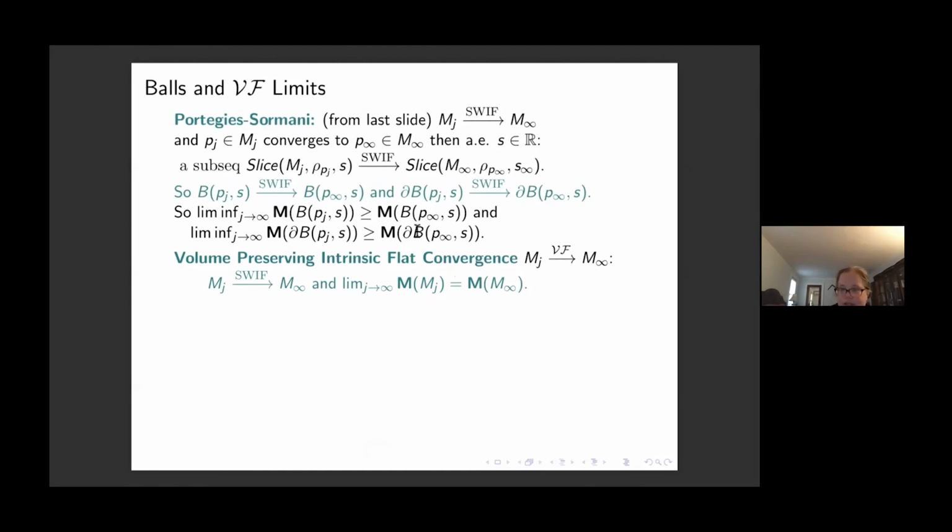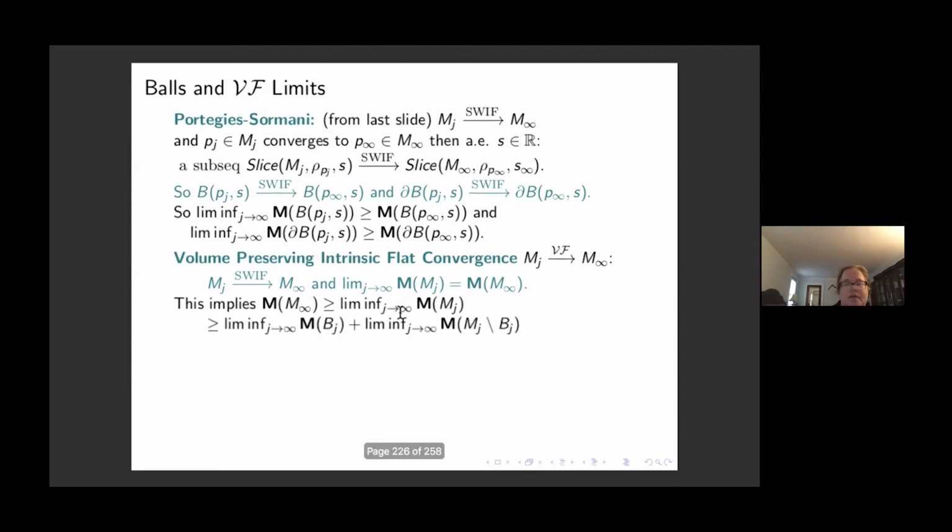So if we combine this with this local information, what do we get? We have the mass of the whole is bigger or equal to the lim of the masses of each term in the sequence. It's actually equal to the lim, but I'm going to use bigger than or equal to lim. And the mass of M_j is bigger or equal to the mass of balls in the sequence, B_j, and M_j taking away B_j, the outside of the balls.